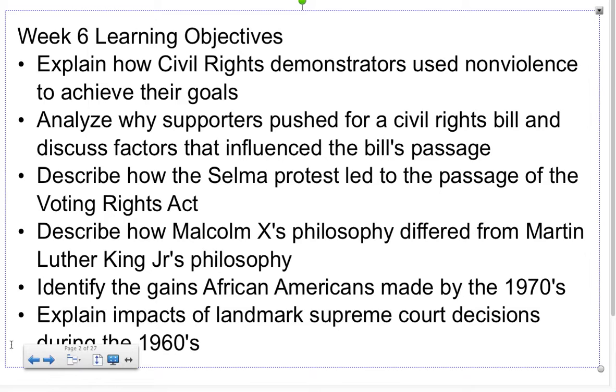We'll also take a look at the different philosophies of Malcolm X and Martin Luther King Jr. We'll also identify the gains African Americans made through the 60s into the 70s, and we'll also take a look at a few landmark court case decisions in the 1960s.